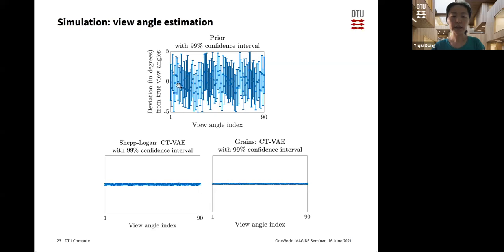And we can see the input initialization. In fact, we use the nominal angle, so it's not so close to the true angle, and the bar shows the 99% confidence interval. But after using our method, we can see the estimated angle is really close to the true angle and with very small uncertainty.